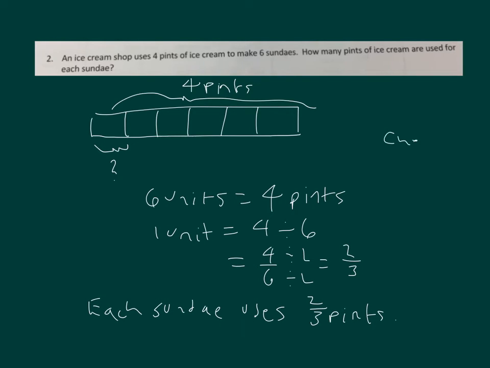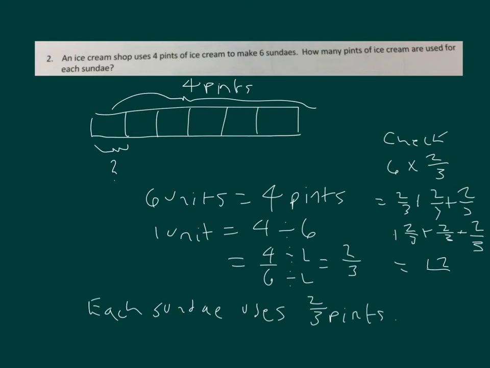Running a check. That's 6 times 2/3. That's equal to 2/3 plus 2/3 plus 2/3 plus 2/3 plus 2/3 plus 2/3. If I express it as repeated addition, that's 2, 4, 6, 8, 10, 12/3, and 12/3 does equal 4. So the answer does check. So not only am I reading the problem, I'm drawing a picture, and I'm also writing out what it is that I'm doing. RDW.